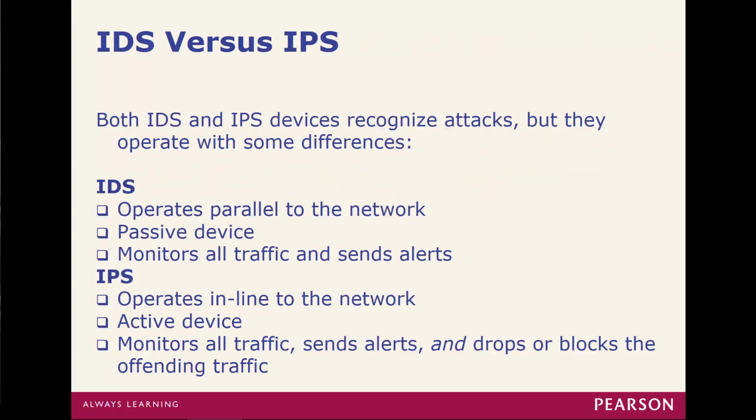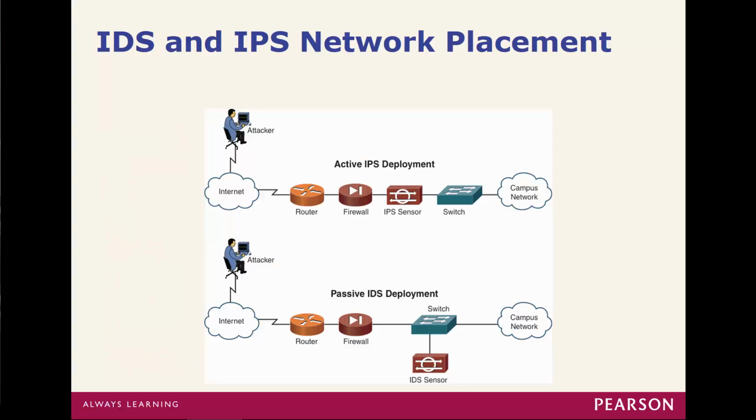So IDSs versus IPSs. Both devices recognize attacks, but IDSs are passive. They monitor, whereas IPSs are active. They send alerts. They do things. They're active. So regarding IDS and IPS placement on the network, normally IDSs will probably be deployed more towards our end users, whereas IPSs will be more towards the firewall.